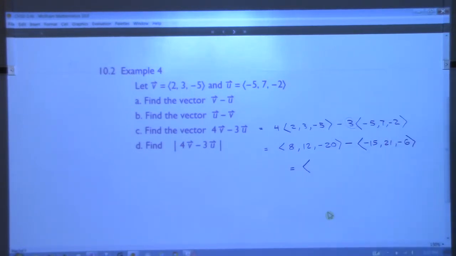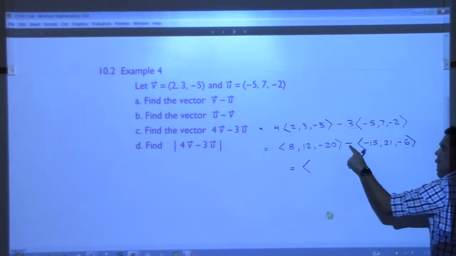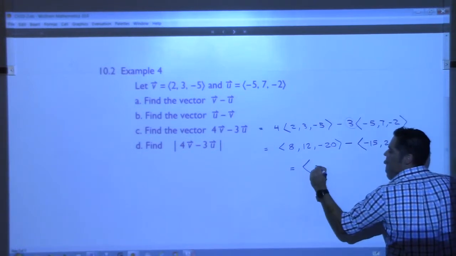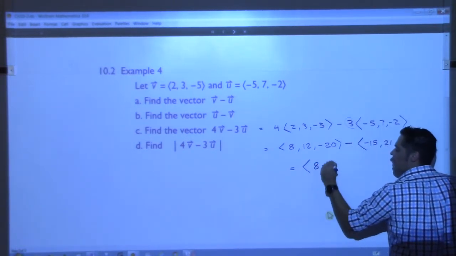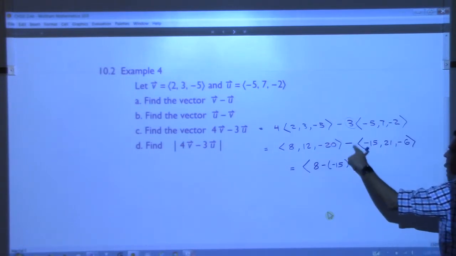You want to keep going? Yeah, is that 23? Yeah, so this minus, why don't we do this right now? Let's get rid of this minus. Well, see, there's two different ways to do this. Let me do it this way. I'm doing 8 minus -15, right? Yeah. Okay, and the next one, 12 minus 21.